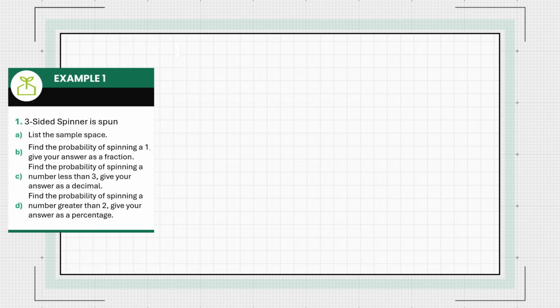Alright, welcome back. So now we're going to be putting all of our skills together in order to determine the probability of some favorable outcomes. So for our first one here, a three-sided spinner is spun, and ultimately we're going to list the sample space. Now, three-sided spinner with just three numbers, we're just going to say it's 1, 2, and 3. It can either be any of those particular sides.